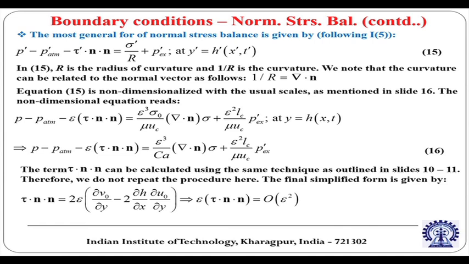So, this 1 by R. Now let us see how we can put various scales here. So, let us try to put various scales. This term we have tried to simplify by usual scales. The final result is given here, but I will try to see what form we get by putting various scales.